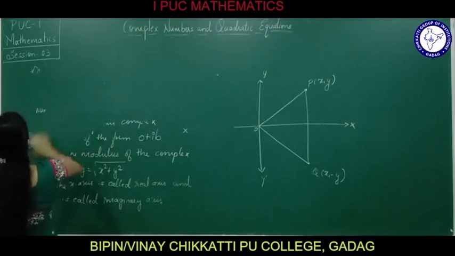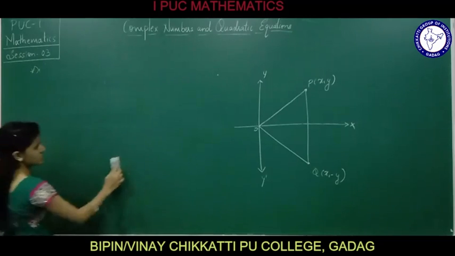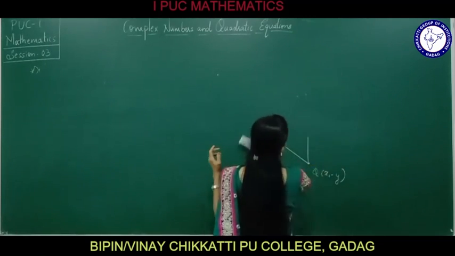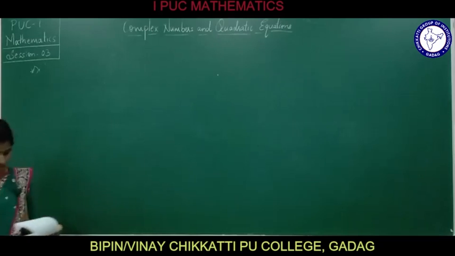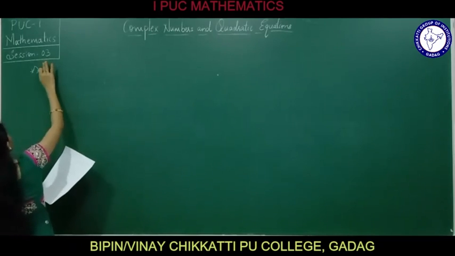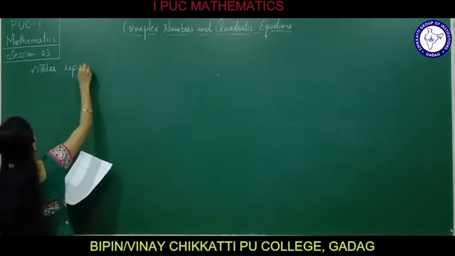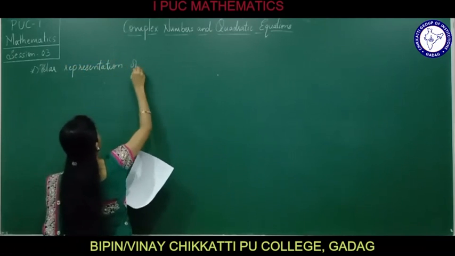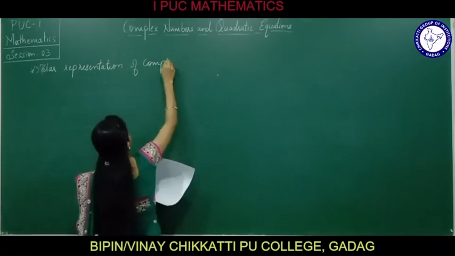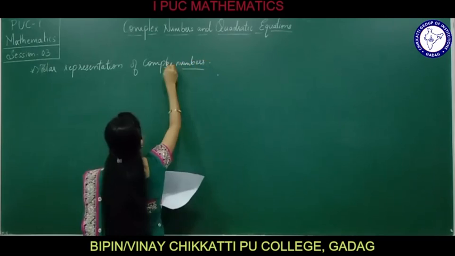Polar, we have represented this in the Argand plane. Now we are going to study about polar representation of complex numbers. Next is polar representation of complex numbers.